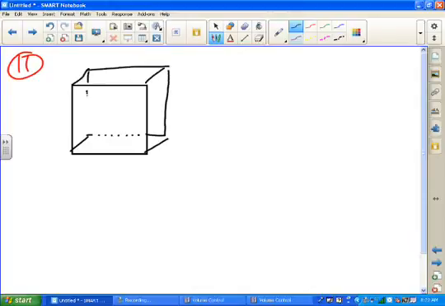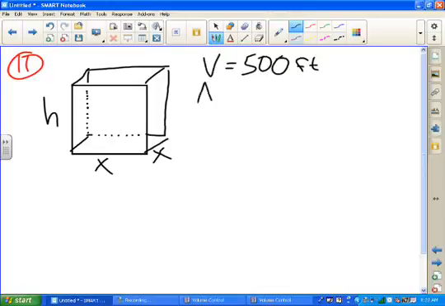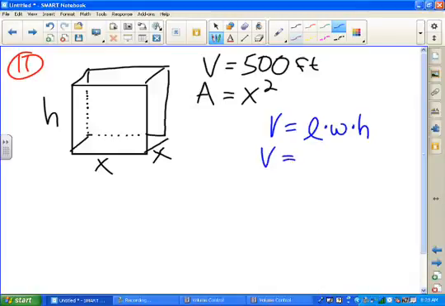So we have a square-based container, and we're going to run through an optimization problem with this. So the information given to us is that it has to have a square base and the volume has to equal 500 feet. The engineer is charged with the task of taking sheets of sheet metal and welding them together, and so they want the minimum amount of sheet metal used to construct a container with an open top that will hold 500 cubic feet.